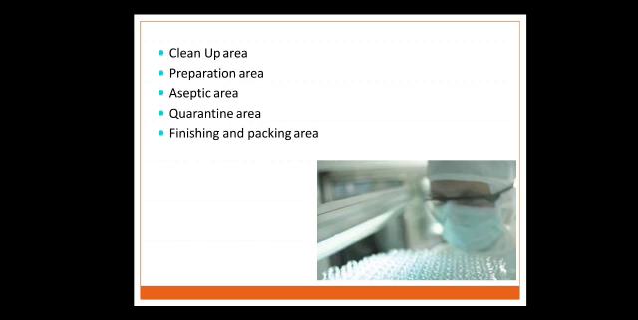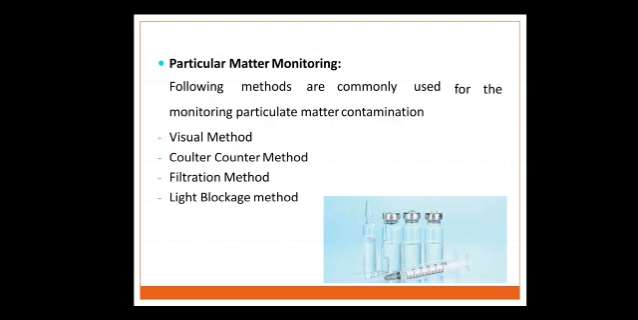Finishing and packaging area. The parenteral products are properly labeled and packed. Proper packaging is essential to provide protection against physical damage from transportation, handling, and storage. The labeled container should be packed in cardboard or plastic containers. Ampoules should be packed in a partitioned box. The packed parenteral products are temporarily stored until finally disposed of.